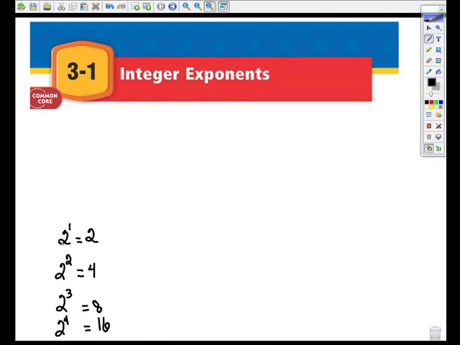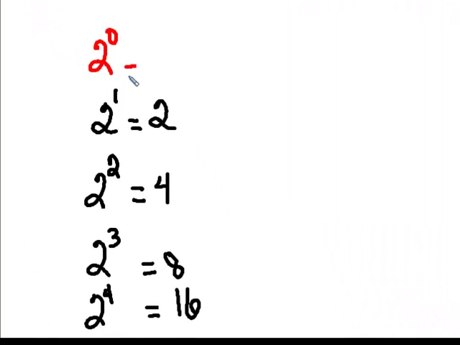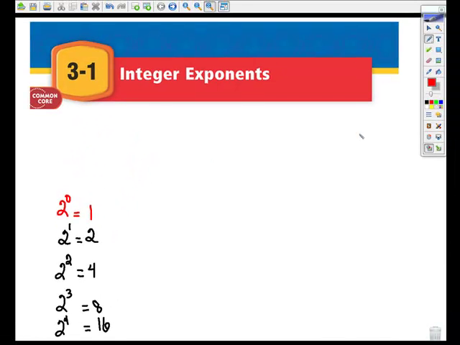If you notice the pattern, starting with 2 to the first, to get to 2 to the second, we just multiply by 2. And from 2 to the second to 2 to the third, 4 times 2 is 8. 8 times 2 is 16. So we can continue that pattern back up the list, and we can look at 2 to the 0 power, and that technically should be, well, let's see, 16 divided by 2 is 8, 8 divided by 2 is 4, 4 divided by 2 is 2, 2 divided by 2 is 1. And my pattern's working 4, 3, 2, 1, 0. So 2 to the 0 power is 1.